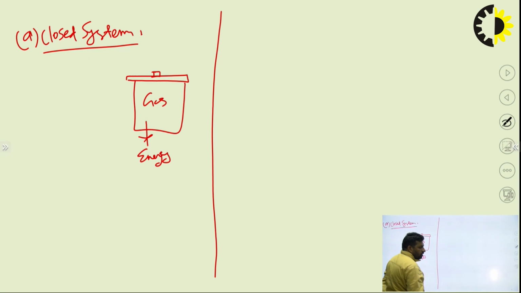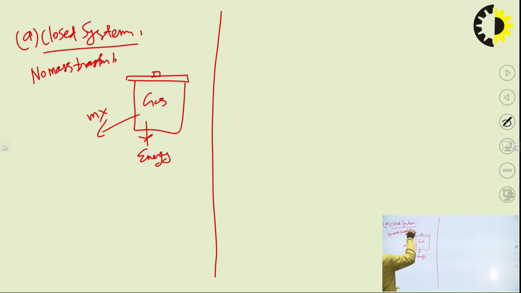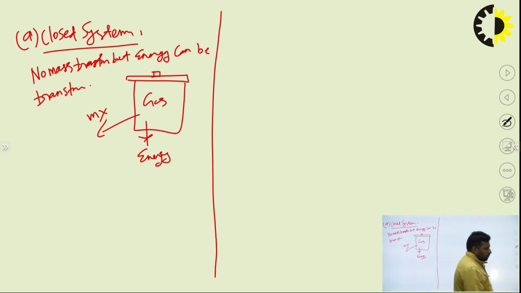In this system, energy can be transferred, but mass cannot be transferred. No mass transfer, but energy can be transferred. So basically, in a closed system energy can be transferred but mass cannot be transferred. Okay.